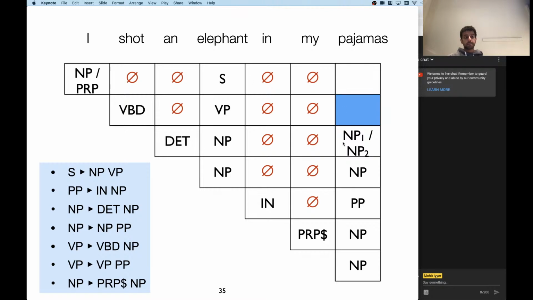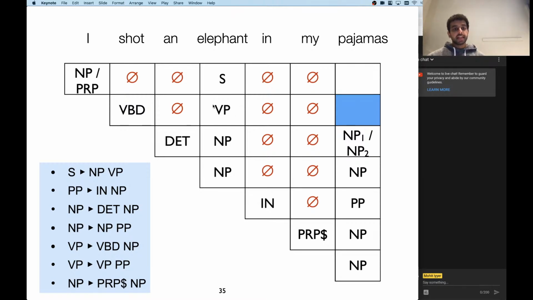This VBD combined with a noun phrase can form a verb phrase. So I can actually form two verb phrases using this split point. I can do VBD NP1 or I can do VBD NP2. So already I have two different verb phrases that can be formed.